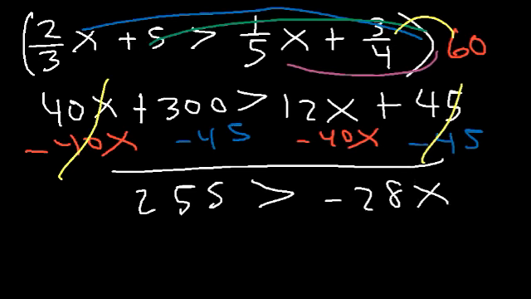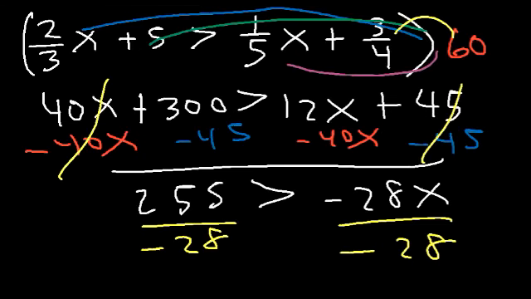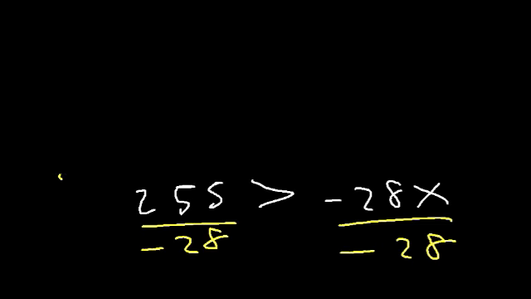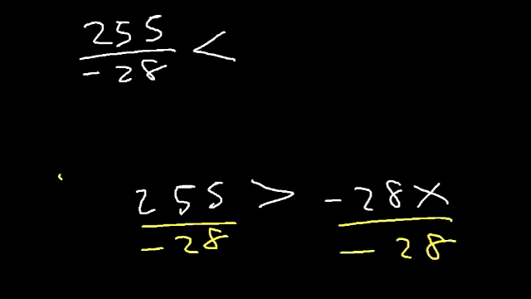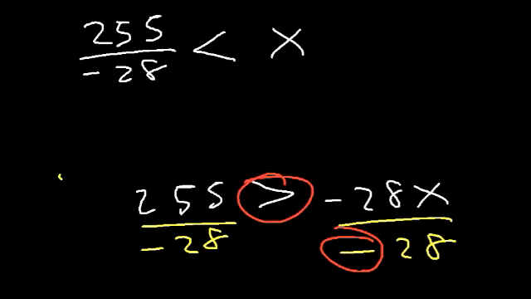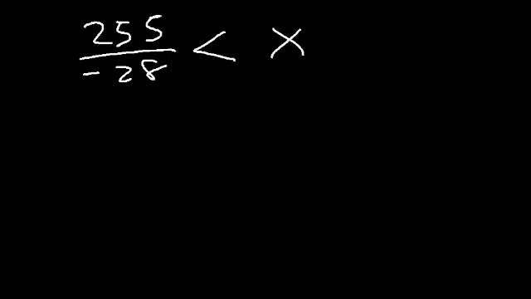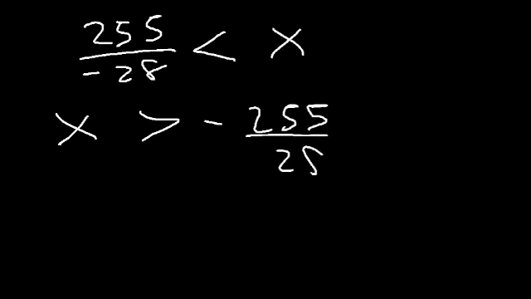So let's divide both sides by negative 28. So the inequality will change direction. So 255 divided by negative 28 is less than x. Since we divide by a negative number, don't forget to change the sign of the inequality. Now typically x is written on the left side, so we can also say x is greater than negative 255 over 28.